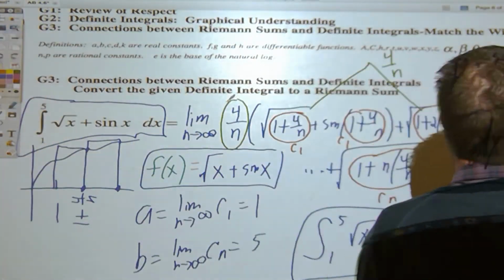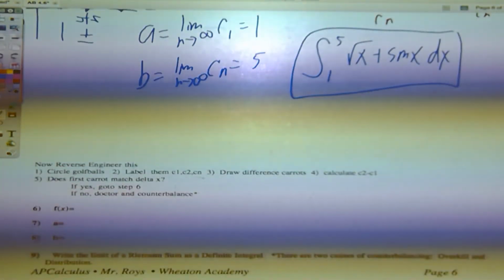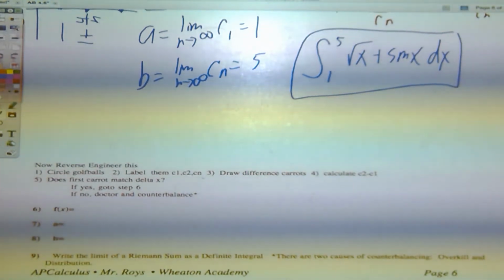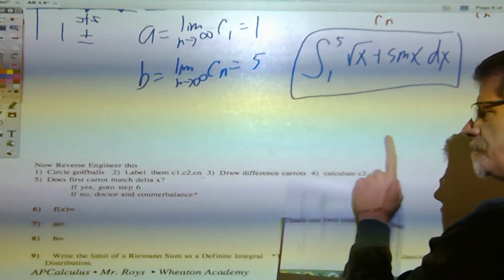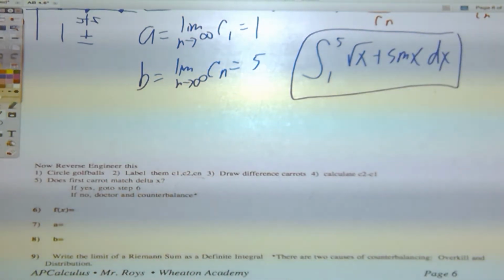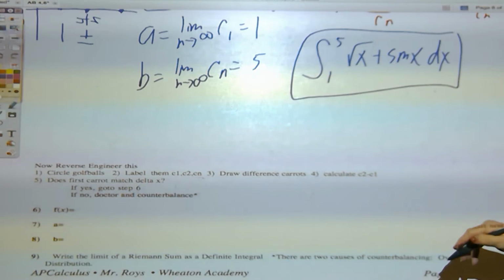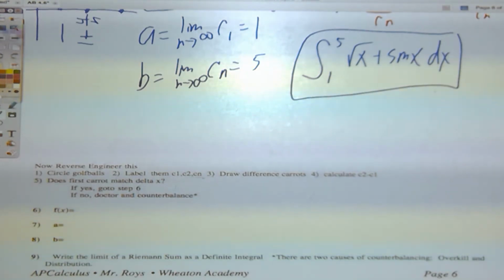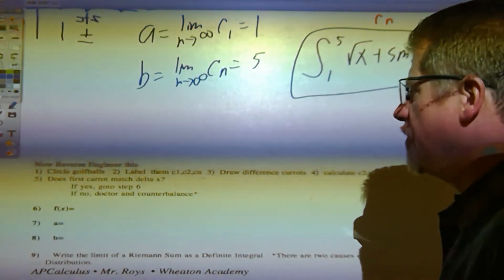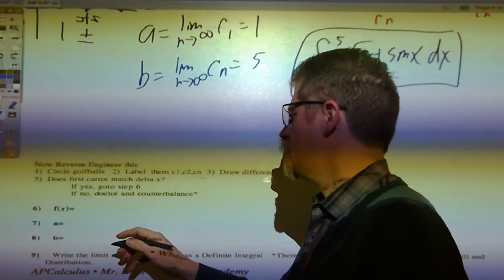And actually, let's fill in the notes here on the bottom. Does the first caret match delta x? We circled the golf balls, we labeled them, we drew the difference caret, and we subtracted C2 minus C1. Did that match? Yes, it did. If yes, go to step 6. If not, doctor and counterbalance.